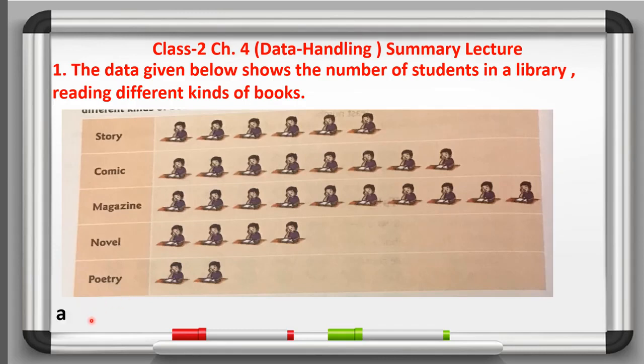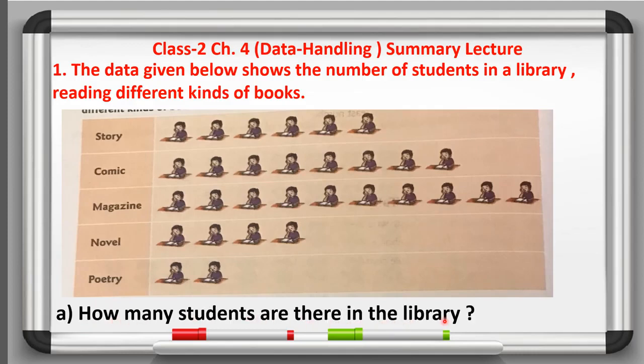So here in A part, it is given how many students are there in the library. So here we need to count the number of students. So let's count 1, 2, 3, 4, 5, 6, 7, 8, 9, 10, 11, 12, 13, 14, 15, 16, 17, 18, 19, 20, 21, 22, 23, 24, 25, 26, 27, 28, 29, 30. So there are 30 students. So here we will write 30 students.